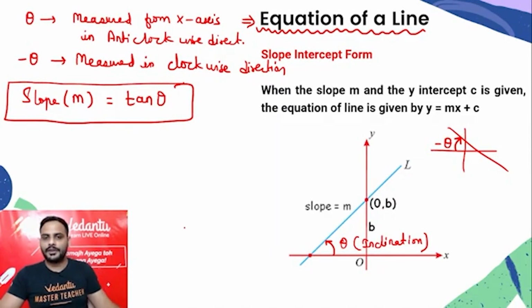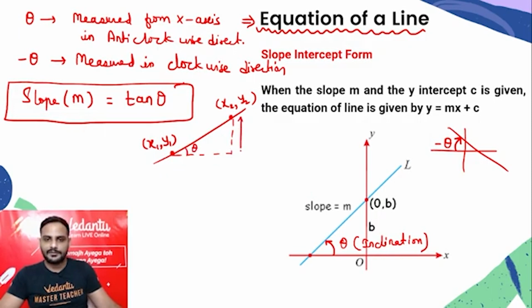One more way of representing a slope: suppose we have a line, and it has 2 points. One is x1, y1 and the other is x2, y2. So beta, see, if I draw this angle, I know the inclination will be this angle theta. This point is y2, this is y1, so this side will be y2 minus y1, and this is going to be x2 minus x1.